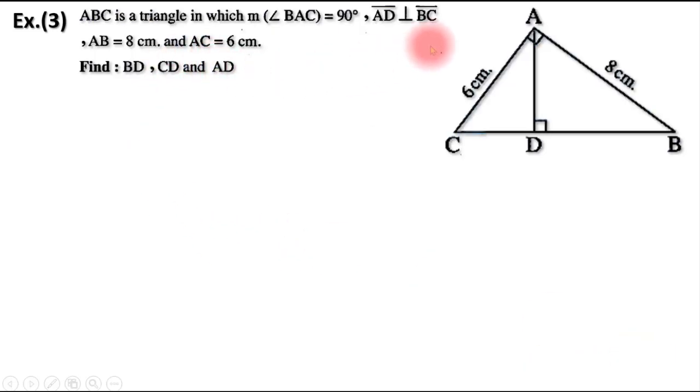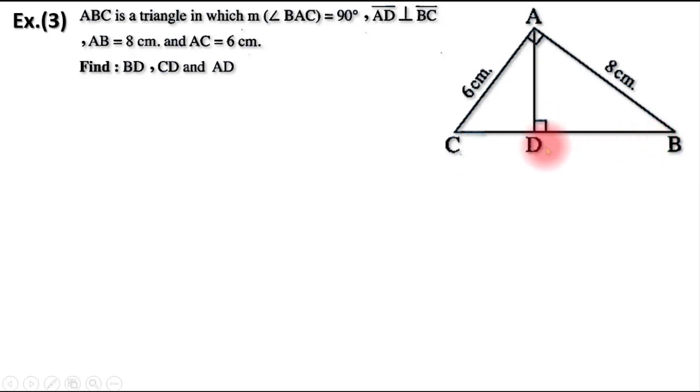Example 3. In triangle ABC, the measure of angle BAC equals 90 degrees. AD is perpendicular to BC. AB equals 8, AC equals 6 centimeters. We need to find the length of BD, CD, and AD.